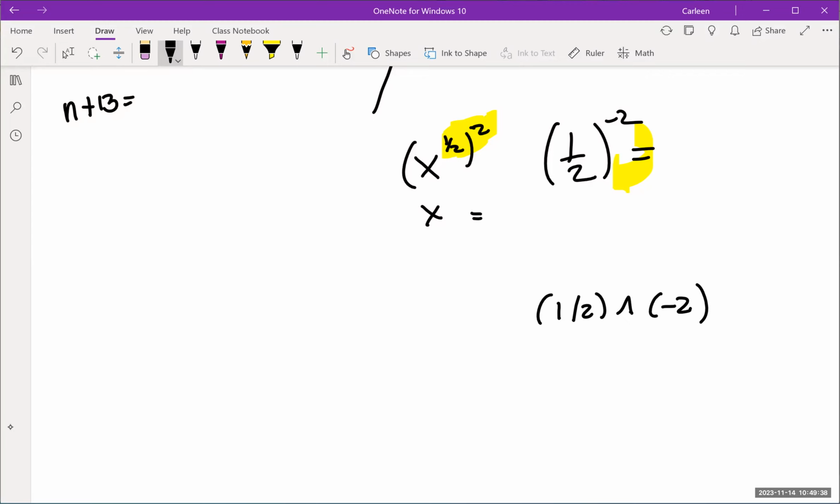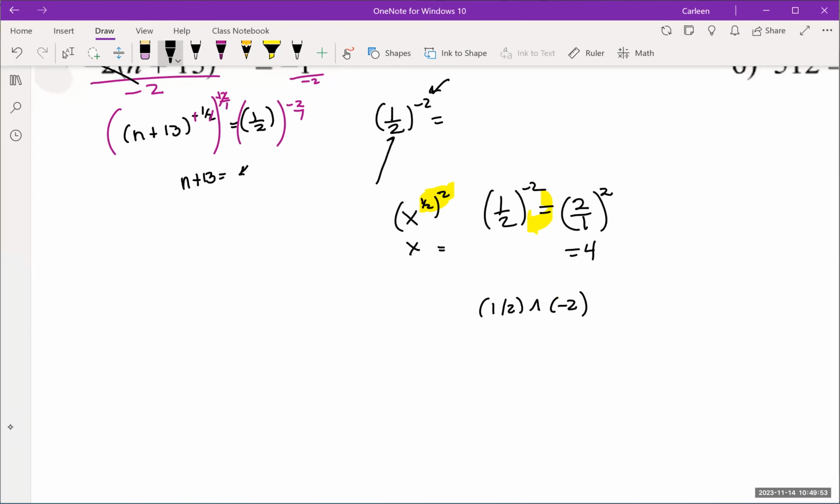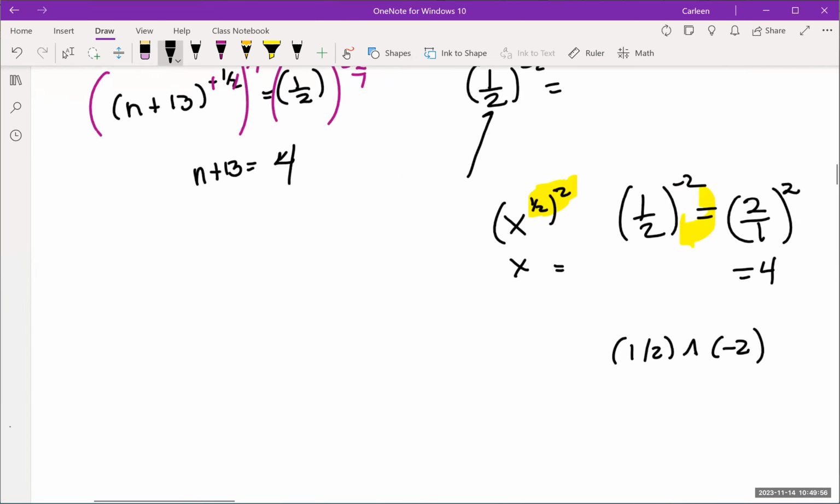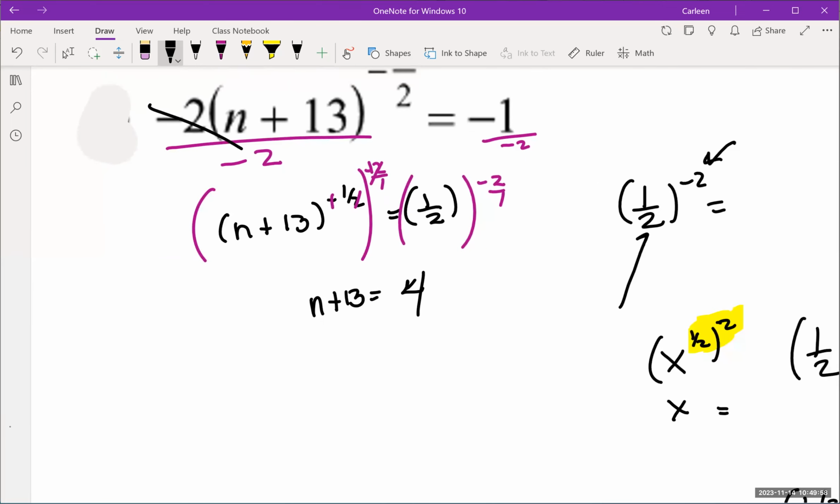Okay, so this is the same as 2/1 to the +2 power because the negative exponent flipped it, which is 4. Okay, so this is 4. That's a 1. It looks like a 7. And then subtract 13. So n is equal to -9.